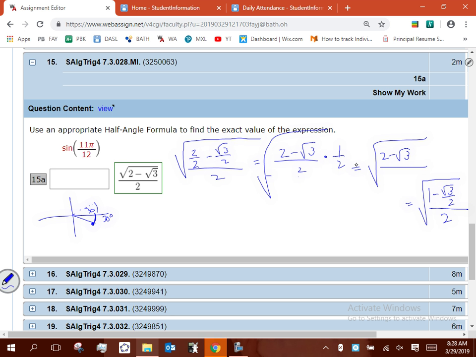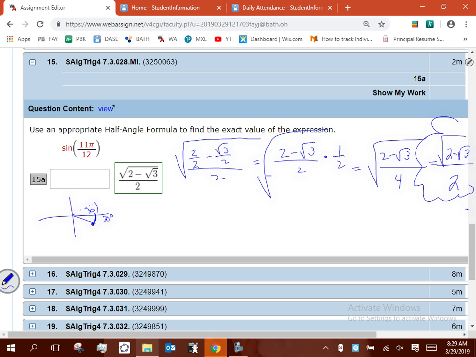Now you're going to 2 times 2. It gives me 4, right? Now with our laws of exponents, we should know that we can break that apart as the root of 2 minus root 3 all over root 4, right? What's root 4? 2. And that's exactly what they have as their final answer.